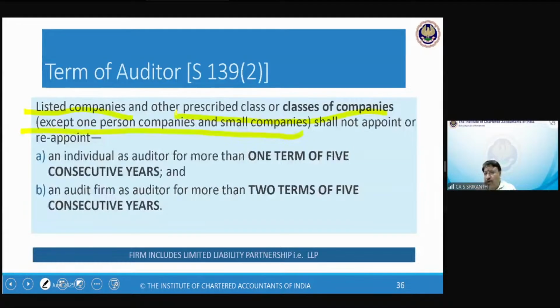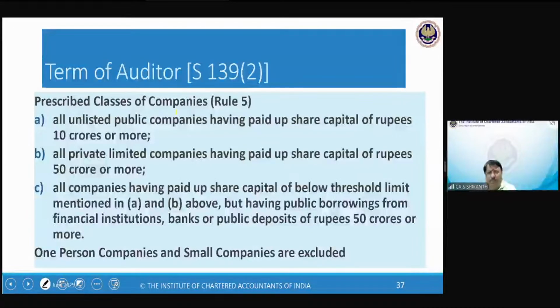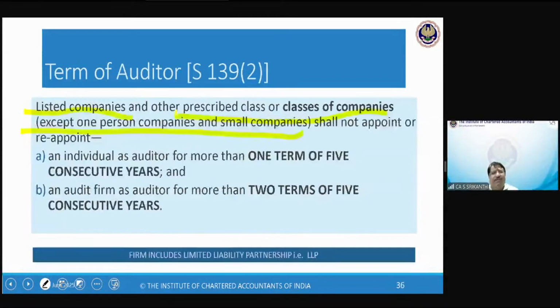Of course, listed company rotation, certain public companies, unlisted public companies of paid up share capital 10 crore or more, private companies paid up share capital 50 crore or more. Rarely you will find those categories. So mainly when you have listed companies, we are a little conscious that we cannot be appointed for more than 5 years. If we are a firm, so 5 into 2 terms, 10 years we can. After that, another firm. Then again.